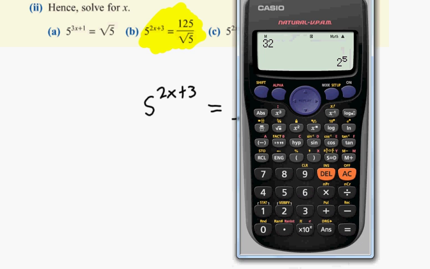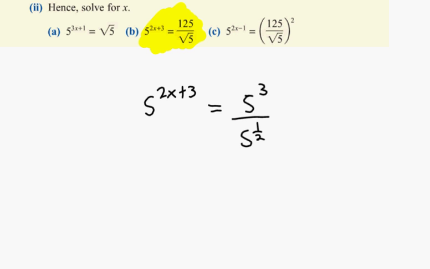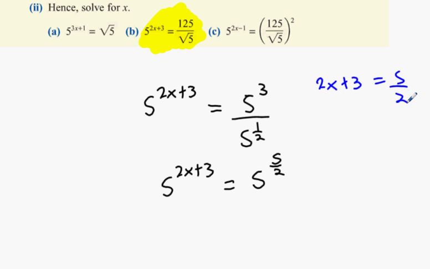5 over 2, 5 halves. And most of us are going to do this in our calculator, right? We don't trust ourselves with fractions, yeah? Good. 5 halves. You take the top power minus the bottom power. So you end up with 5 to the power of 5 over 2. Everybody right with that? Now what's the next part? Get rid of the base. With the base numbers, 2x plus 3 equals 5 over 2.